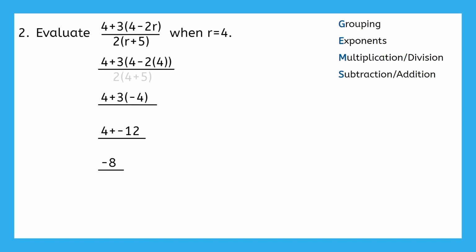Now that we've taken care of the big grouping in the numerator, let's do the same in the denominator. There's a grouping within here too. 4 plus 5 is 9. And bringing the rest of this down gives us 2 times 9, which is 18. We've done everything we can to the groupings in the numerator and denominator, and this leaves us with one operation left, which is division. Negative 8 divided by 18 is equivalent to negative 0.4 repeating.